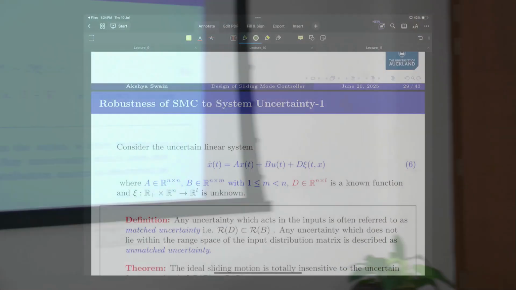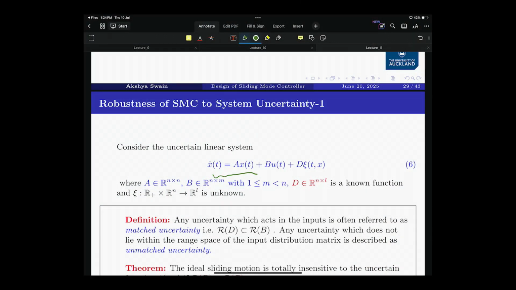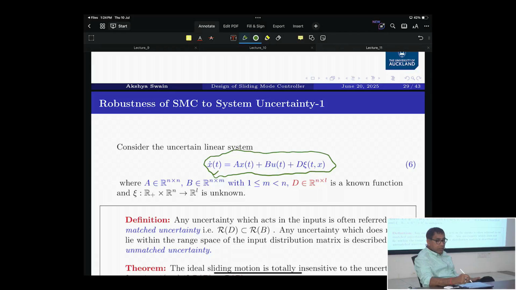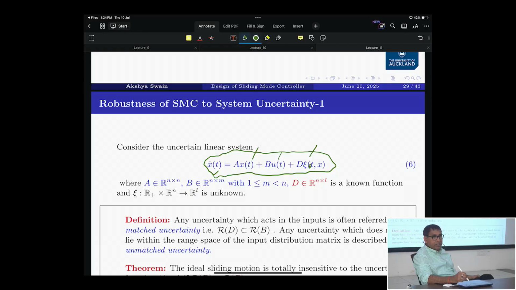The theory is for nonlinear systems only. You see here, this is the linear system we have defined. Suppose x dot is equal to x plus b, a linear system, and this is the disturbance, and you are taking this disturbance as a sine wave.